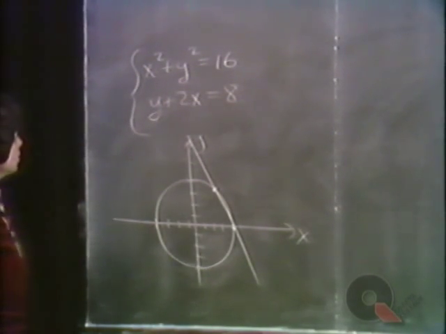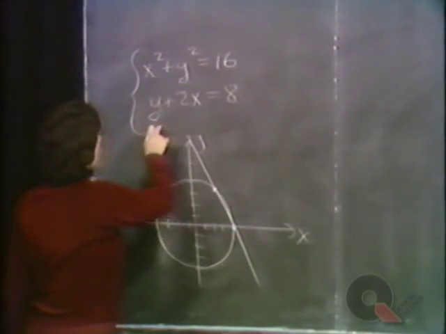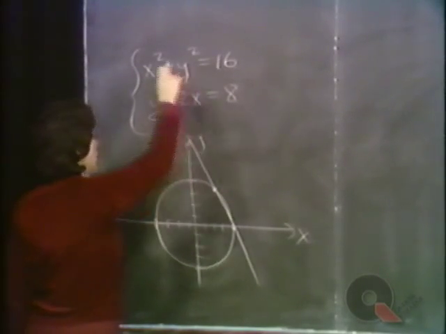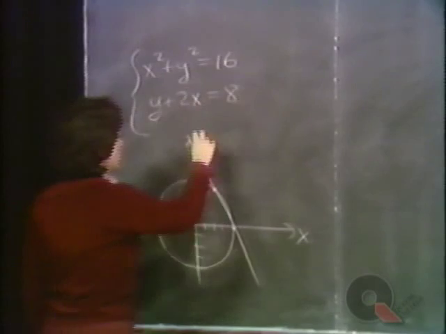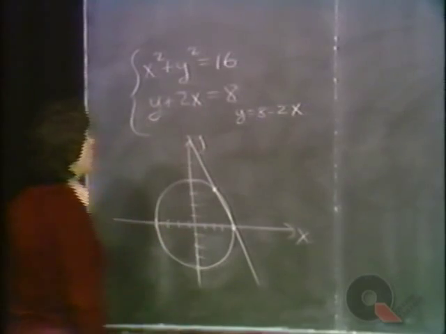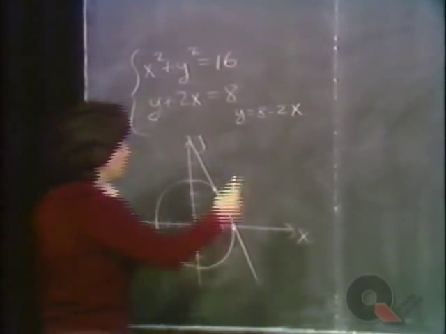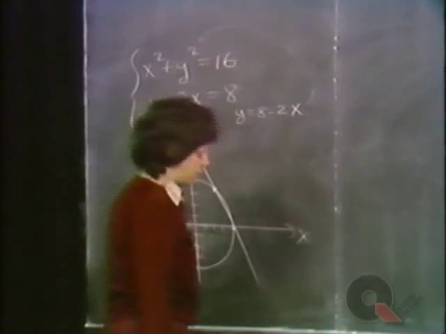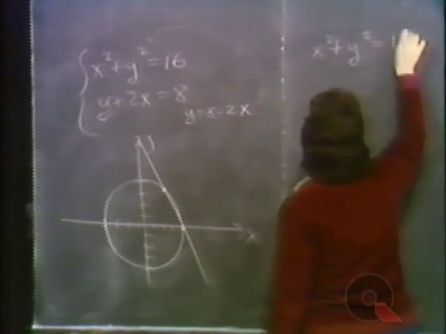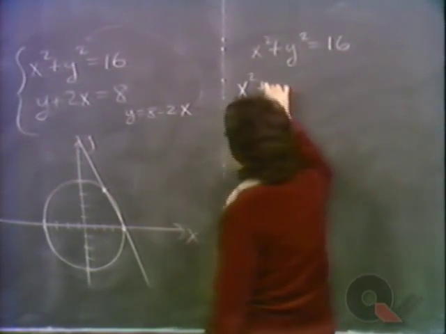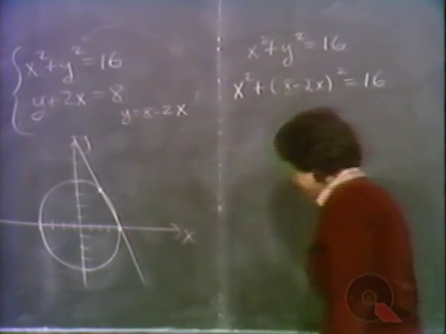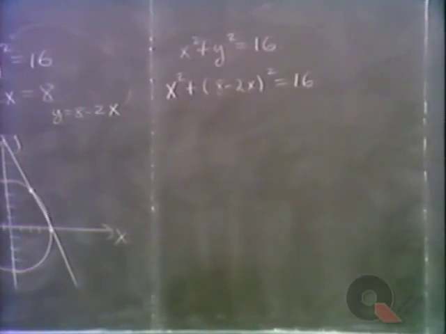Okay, let's go about solving this by the method of substitution. The easiest thing to do would be to solve the second equation, say, for y, get y equals 8 minus 2x, and substitute that back into the first equation. The second equation gives us y equals 8 minus 2x. And we will take that and substitute it back in here. So let's see what we get. We have x squared plus y squared equals 16. x squared plus (8 minus 2x) squared equals 16. And substituted in the value for y, 8 minus 2x.